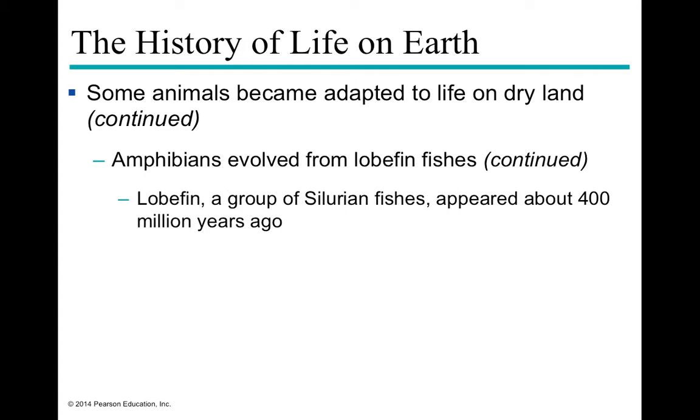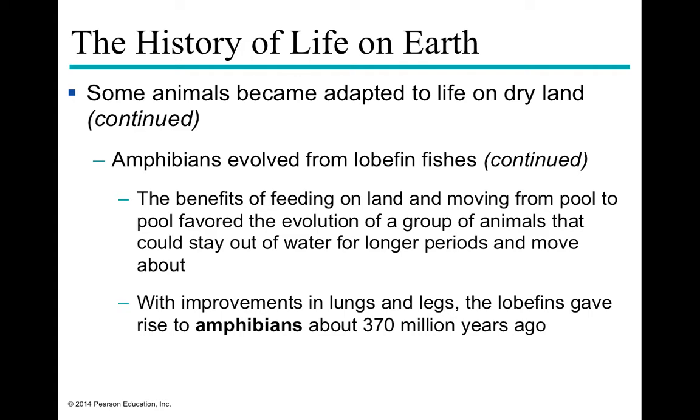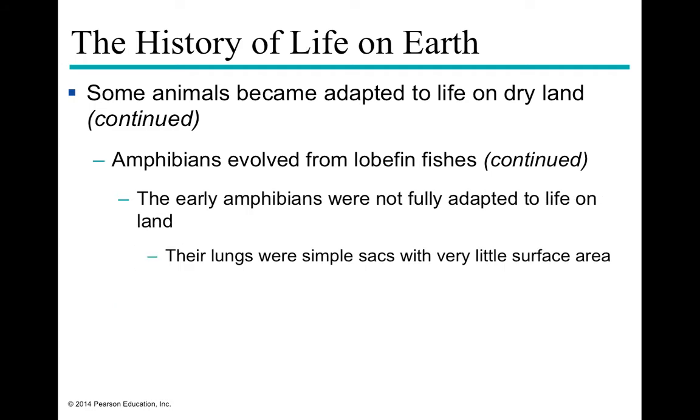Now, the lobe fin fish eventually turn into the amphibians, but the lobe fin appear approximately 400 million years ago. And this is what they look like. They've got these little fins that allow them to walk about in the shallow waters. And again, that outpouching that allows them to pull in air. Eventually that early lung is going to end up having quite a bit of improvement, and those lobe fins are going to turn into legs. That's going to give rise to amphibians, and this occurs approximately 370 million years ago.